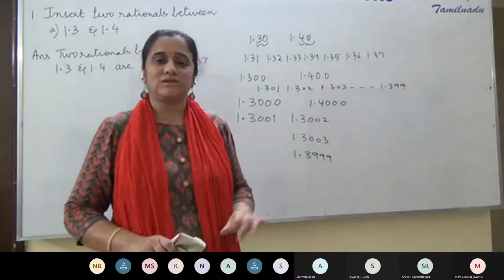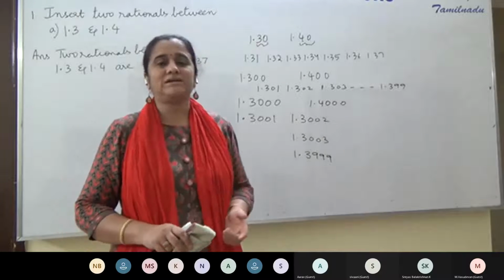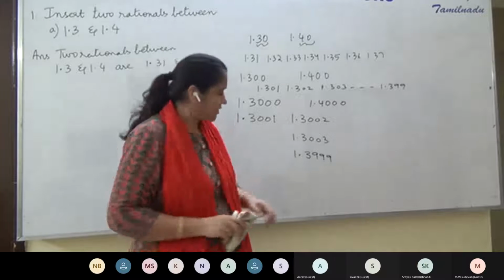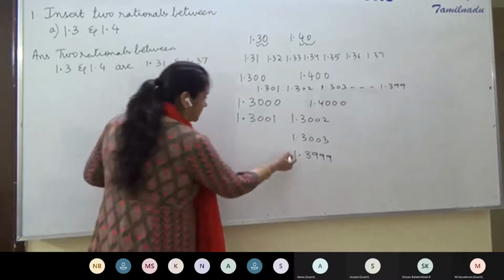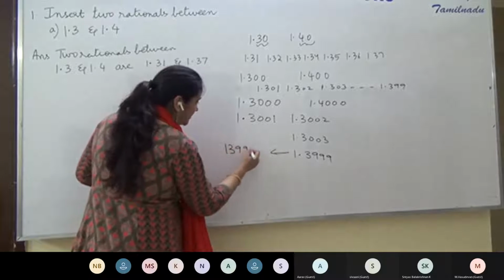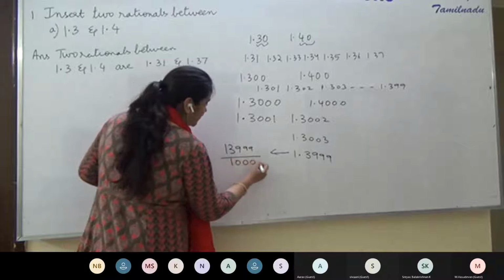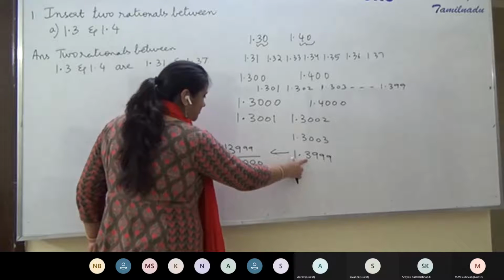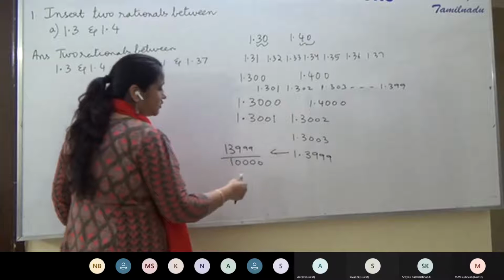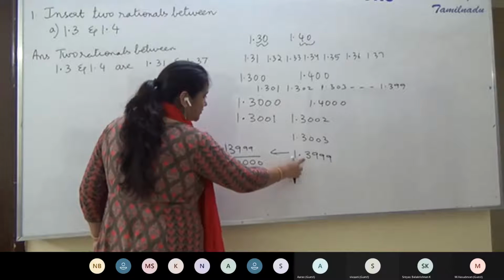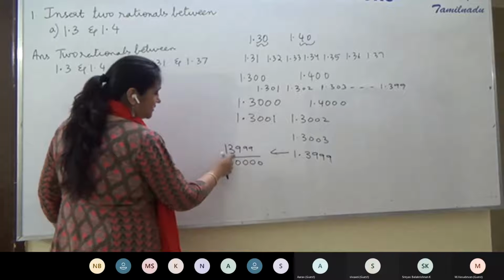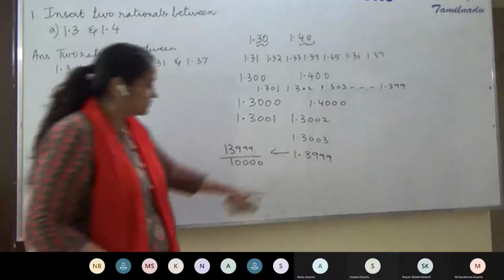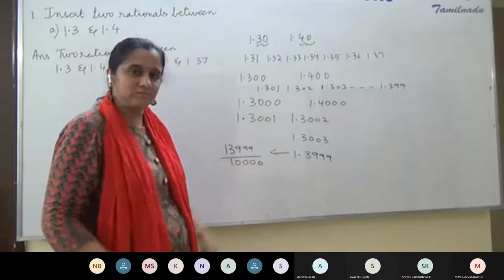And we know that the terminating decimal is a rational number because it can be written in the p by q form. Why is the terminating decimal a rational number? Because it has a p by q form. What is the p by q form of 1.3999? 13999 over 1 followed by 4 zeros. So p by q form, terminating decimal, p by q form, rational number.